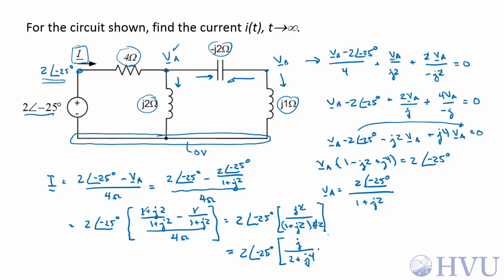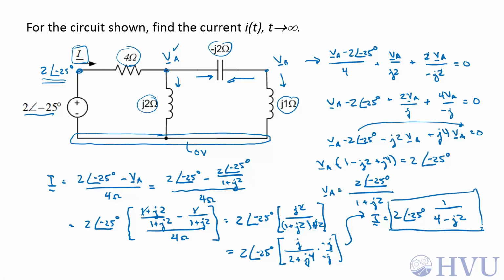If I multiply top and bottom by minus J, I is equal to 2 at an angle of minus 25 degrees times J times minus J is 1, minus J times J4 is 4, minus J2, which is the same answer we got for the current phasor before, and that will lead to the same answer for the current I of t. I guess the moral of this is that if you can do circuit reduction, that's probably going to be the easiest approach. There are exceptions to the rule, but I'll usually try to do circuit reduction first.